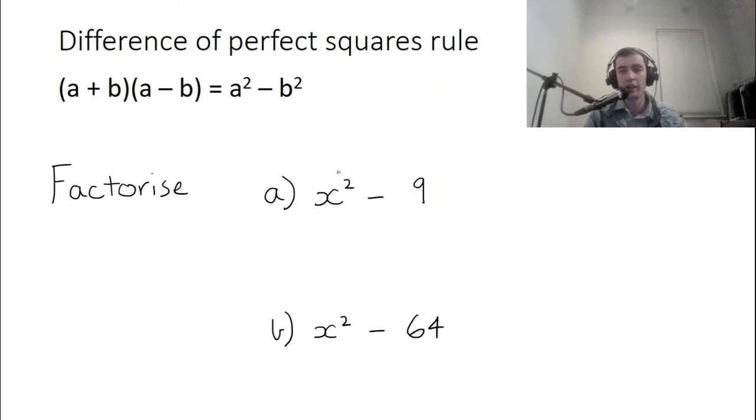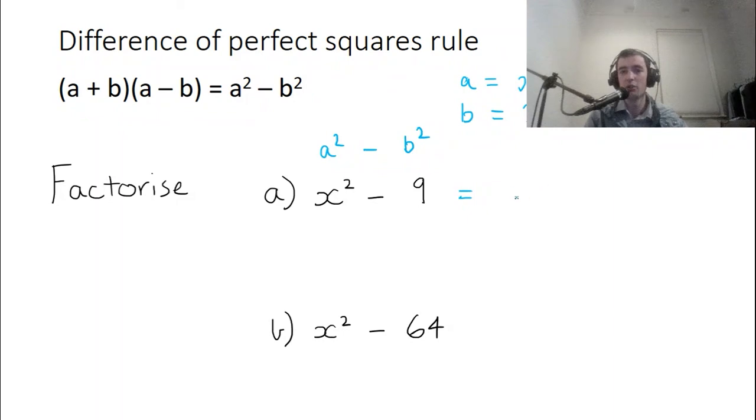So firstly, if you have something that looks like a squared minus b squared, just write the a squared minus b squared on top, and we'll match it up and see what's a and what's b. And then as soon as we do that, we can write the factorized version. So a equals, you can see if a squared is x squared, then a has to equal x. And b squared is 9. So what number squared is 9? You have to do the square root of 9, which is 3. 3 squared is 9.